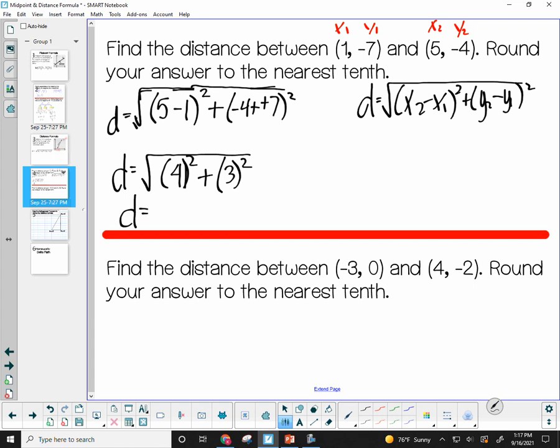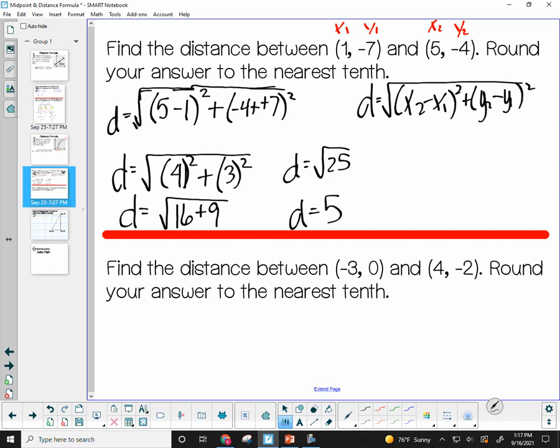Now we can simplify. 4 squared is 16, 3 squared is 9. 16 plus 9 is the square root of 25. So what's the square root of 25? 5. All right, so this one is nice, right? That was a perfect square. We can do that one.